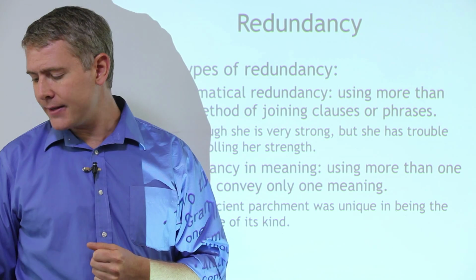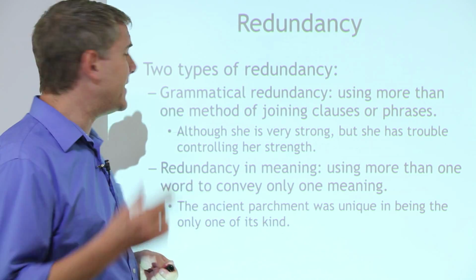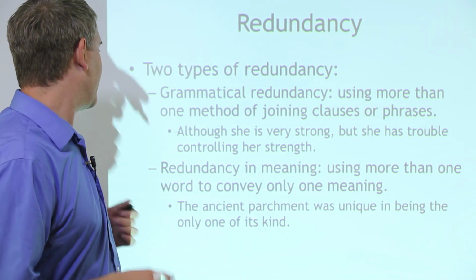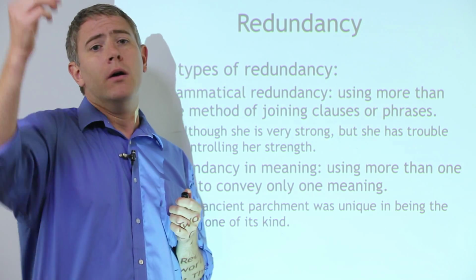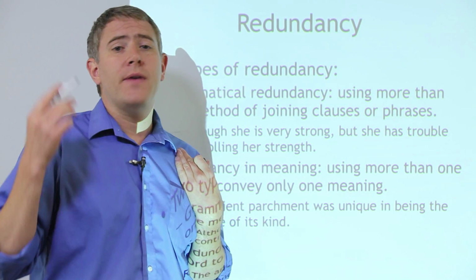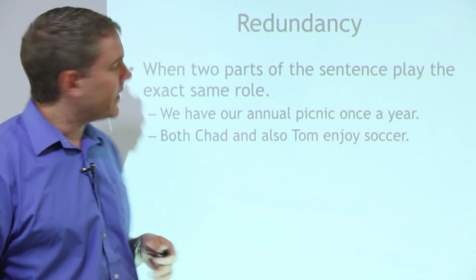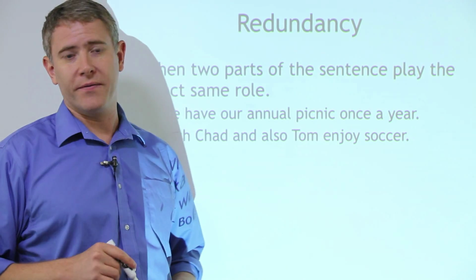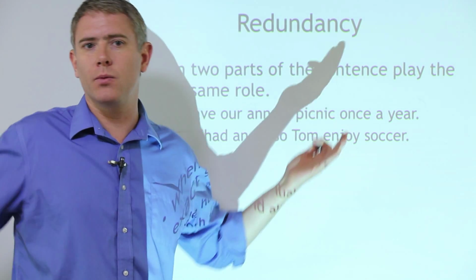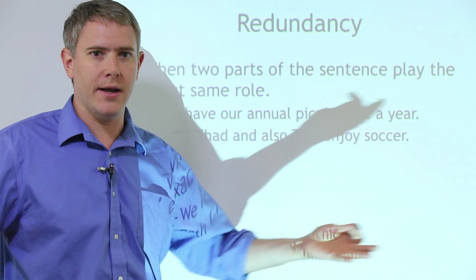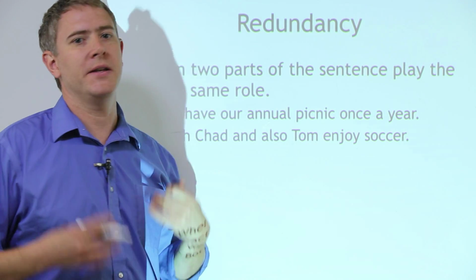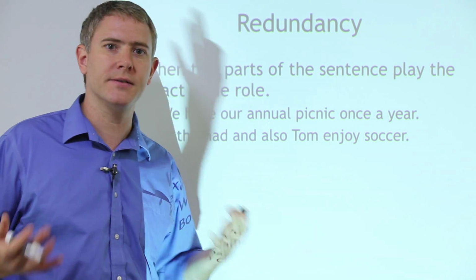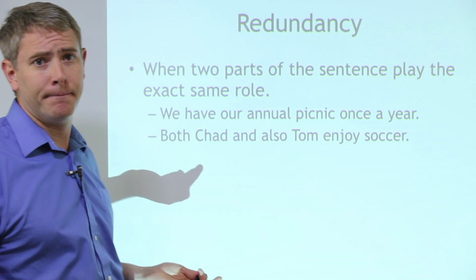Okay, now the second type of redundancy is redundancy in meaning. Redundancy in meaning is when you use more than 1 word or more than 1 phrase to convey only 1 meaning. And we saw that over here with our annual picnic once a year. We had the phrase once a year. It means it happens once every 365 days. The word annual means it happens once every 365 days. They mean the same thing.